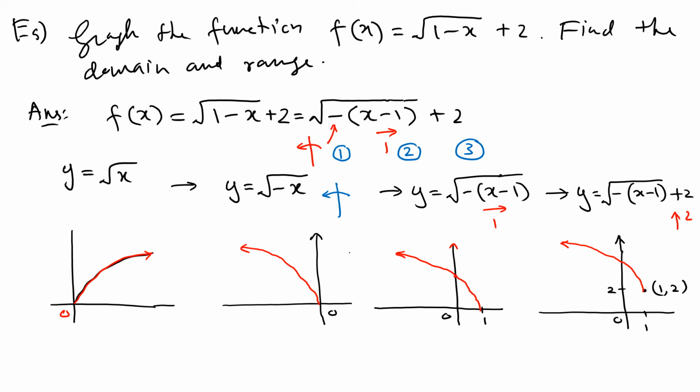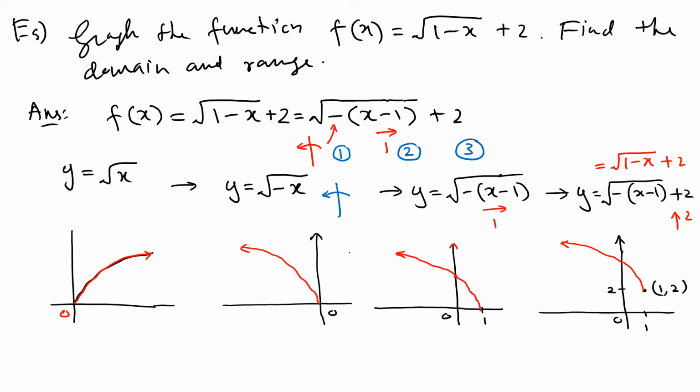Algebraically these two are the same, so you can simplify this again. Once you simplify, you're going to get the square root of 1 minus x, plus 2. So what we did, we brought it to the standard form before we talked about the transformation. And one more thing we remember is we do the horizontal reflection first before we do the horizontal shift.